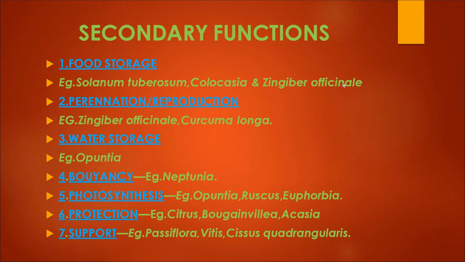What are the secondary functions? The stem is modified for food storage, example Solanum tuberosum, Colocasia, Zingiber officinale, and for perennation or reproduction. Perennation means the stem remains dormant under the soil during unfavorable conditions, and when favorable conditions return, it germinates and becomes the aerial plant. Aerial shoots develop from it, and this is also used as an organ of perennation and an organ of reproduction for vegetative propagation. And water storage.